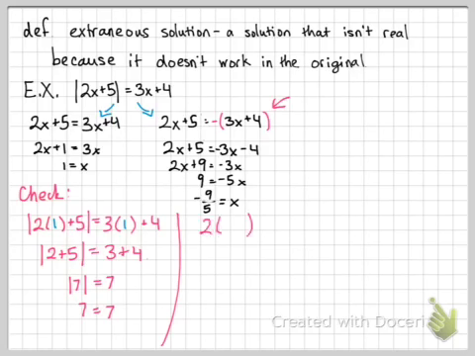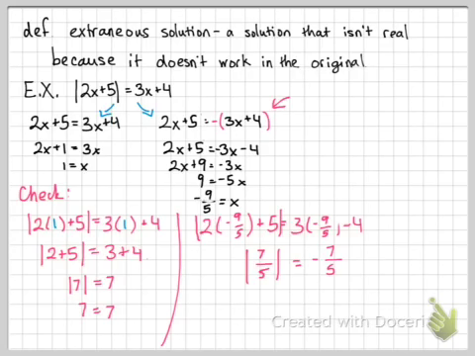I have 2 times my answer plus 5 equals 3 times my answer plus 4. Oops, I don't have my answer. So what we need to put in there is negative 9/5. That was the answer that we got on the right side. Now, I leave it to you to show the intermediate steps, but what you end up with is the absolute value of 7/5 equals negative 7/5.